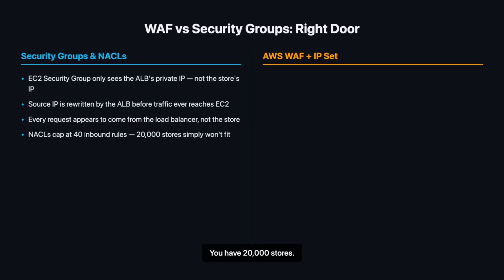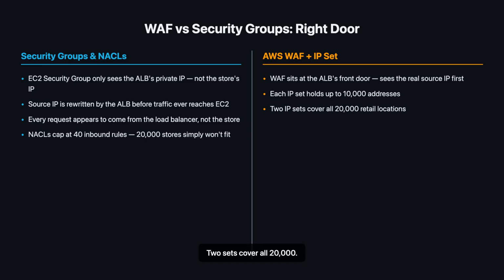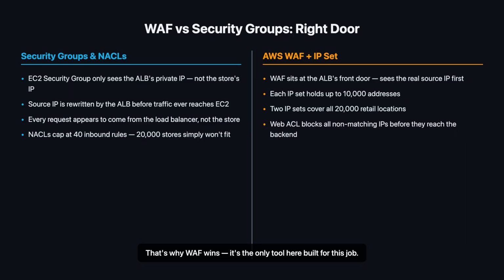You have 20,000 stores. AWS WAF sits right at the ALB's front door. It sees the real source IP before anything touches it. Each WAF IP set holds up to 10,000 addresses. 2 sets cover all 20,000. That's why WAF wins. It's the only tool here built for this job.